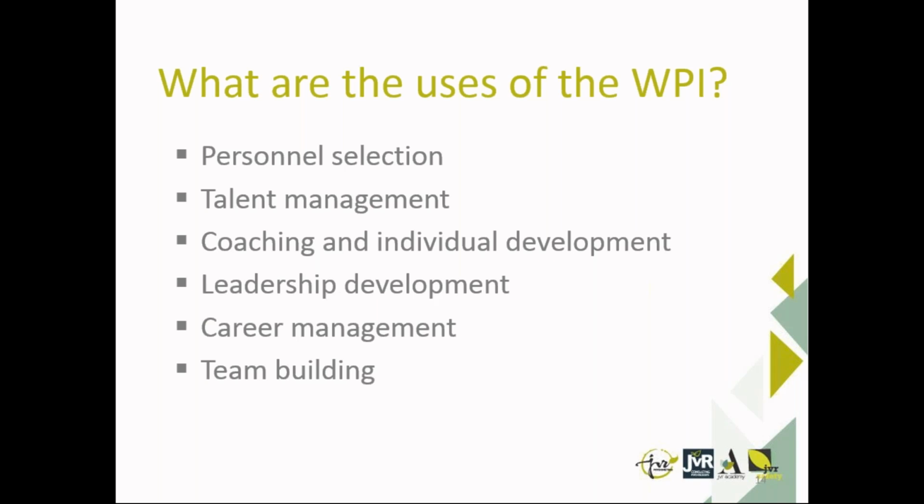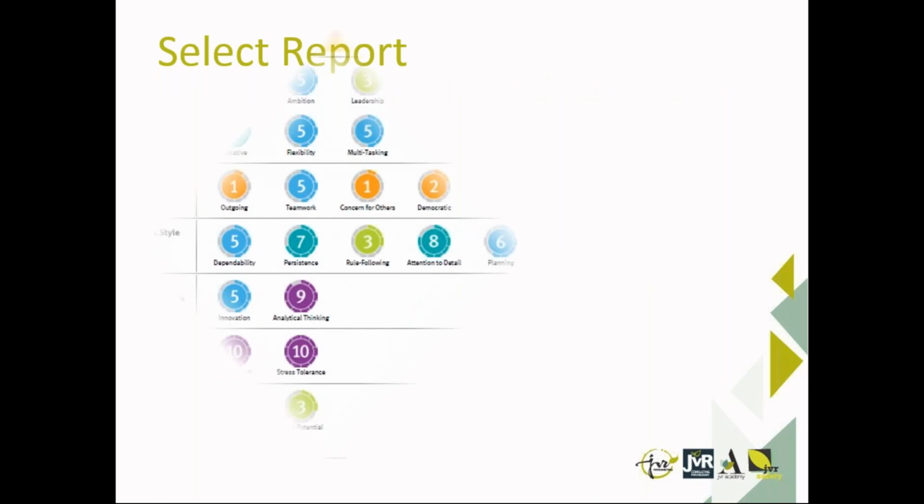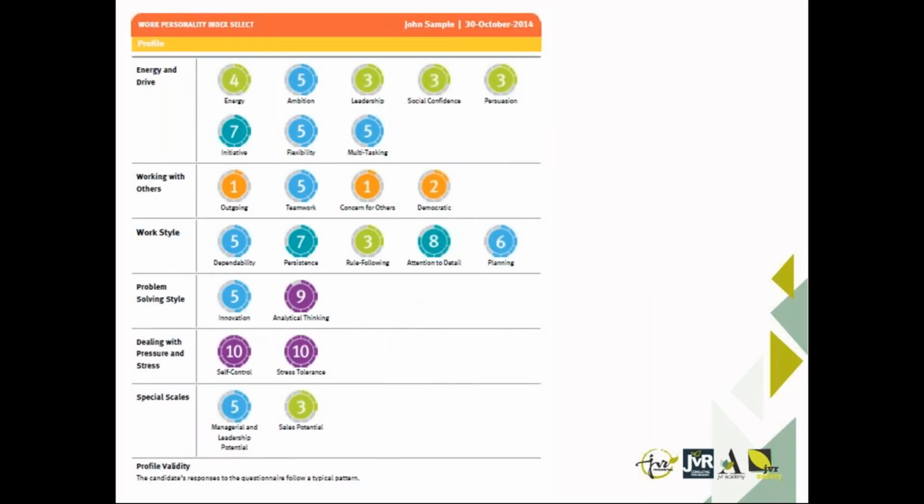Okay, now more specifically, let's have a look at the different reports that are available. There are quite a variety. Many of them do speak specifically to the different areas where you can use the WPI. So let's start off just with the select report. If you have a look here, you'll see the 21 different scales and how they're categorized into a variety of different categories.